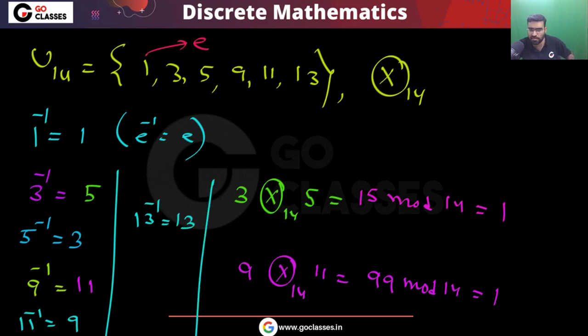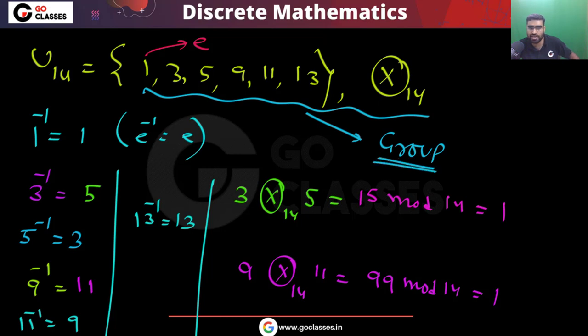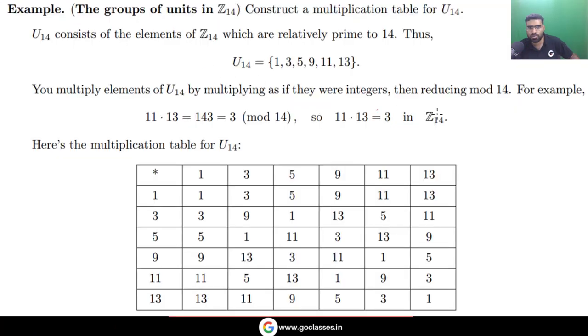So you can see every element has an inverse. So I can say this is a group. And we already know that this U14 under multiplication modulo 14 is an abelian group. You can just check that every element has an inverse. This is your U14. You can see U14 is 1, 3, 5, 9, 11, 13. This is the Cayley table of U14, or I can say the multiplication table of U14. You can find the inverse of every element.